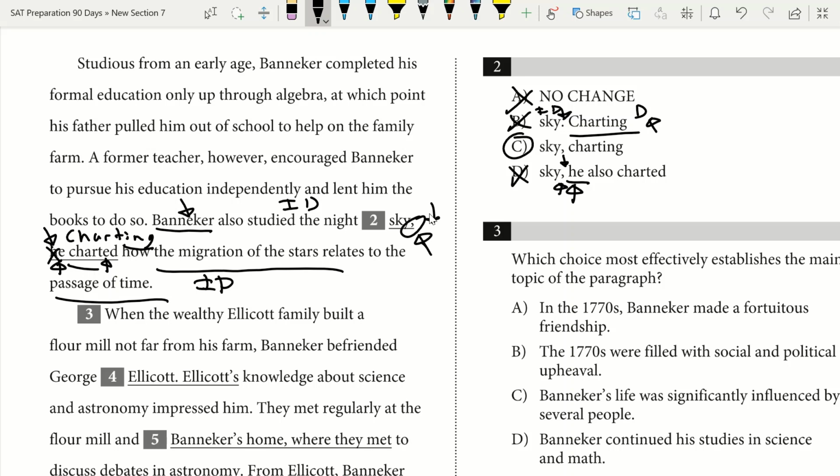But always make sure you're checking your work. You can always check to make sure the other answer choices are wrong just by using grammar rules as well. All right, 3.